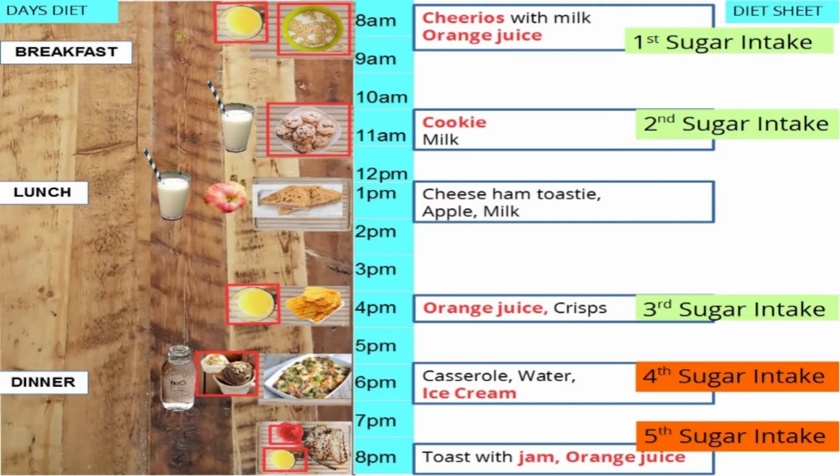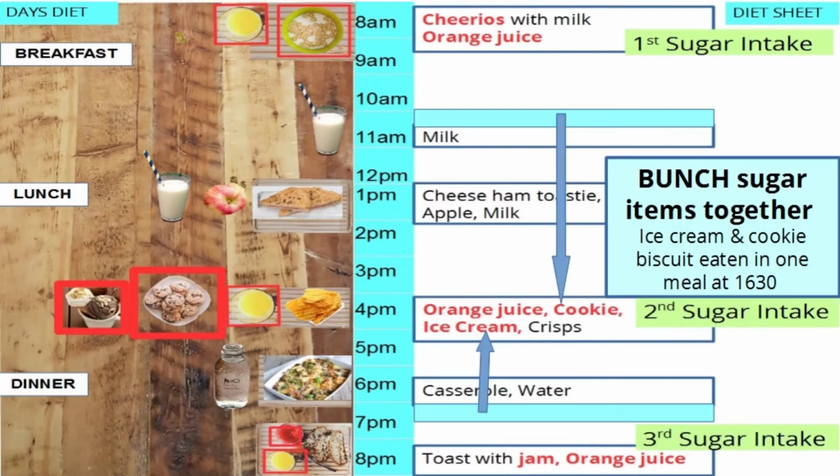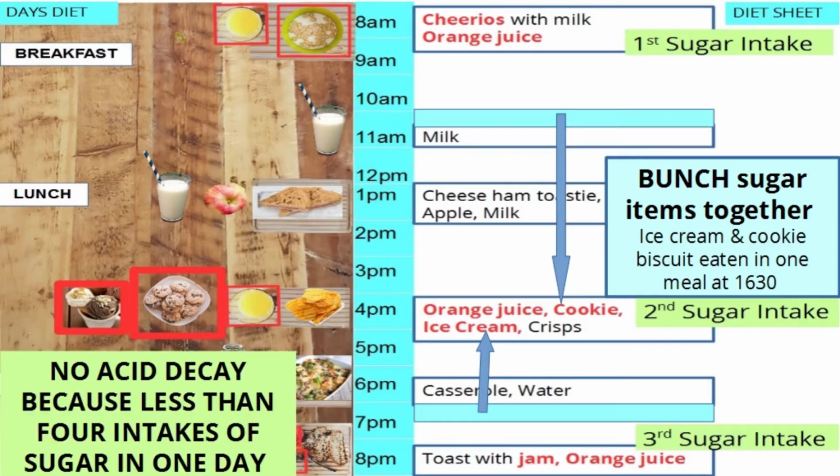The day's food has been shown as pictures on this table. In the food diary, we bunch sugar items together. The ice cream and cookie biscuit are eaten in one meal at 4:30 p.m., so no acid decay occurs, because we have less than 4 intakes of sugar in one day.